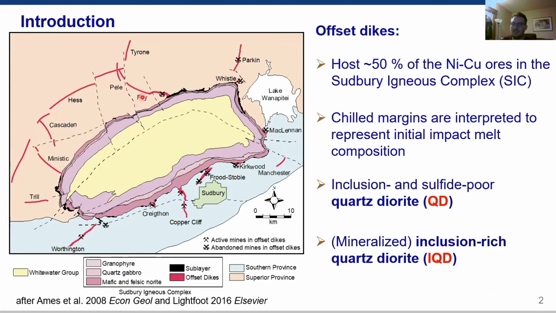The dikes are mainly composed of two lithologies: an inclusion- and sulfide-poor quartz diorite, or QD, which you often find at the margins of the dikes, and inclusion-rich quartz diorite, or IQD, which you often find in the center of these dikes. And the IQD phase is often the mineralized lithology.